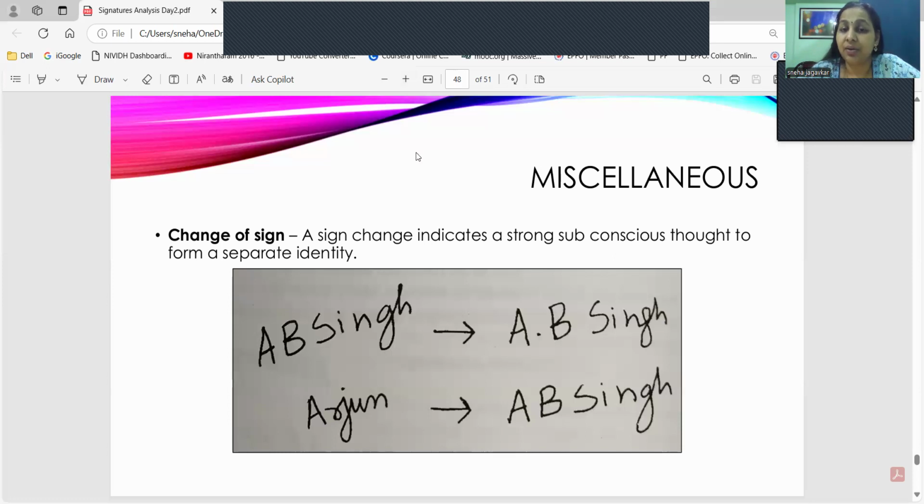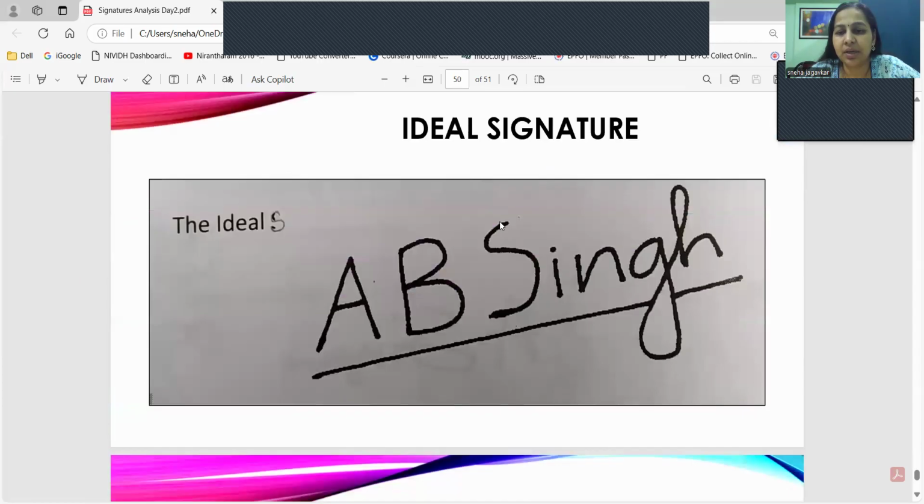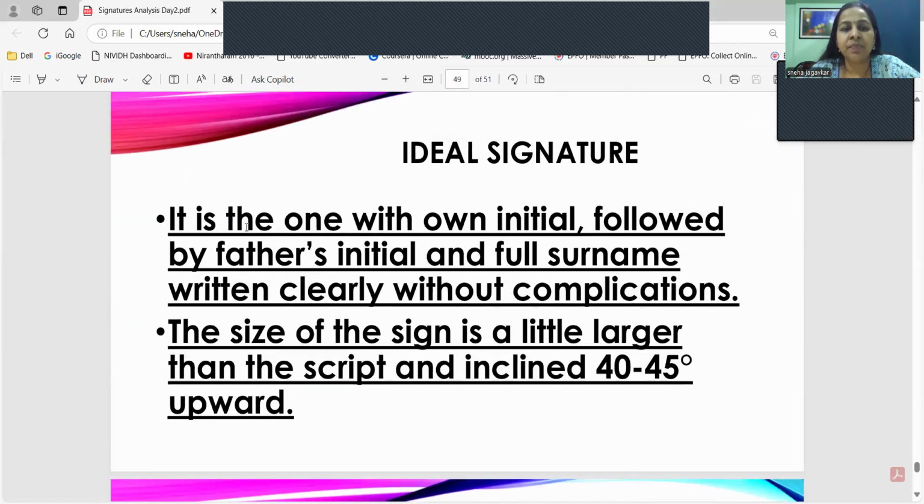And obviously, a legible signature. The entire signature should be legible. So let's look at what it actually should look like. It is one with your own initial followed by the father's initial and full surname written clearly without any complications. The size of the signature is a little larger than the script and inclined 40 to 45 degrees upward. So this becomes an ideal signature.